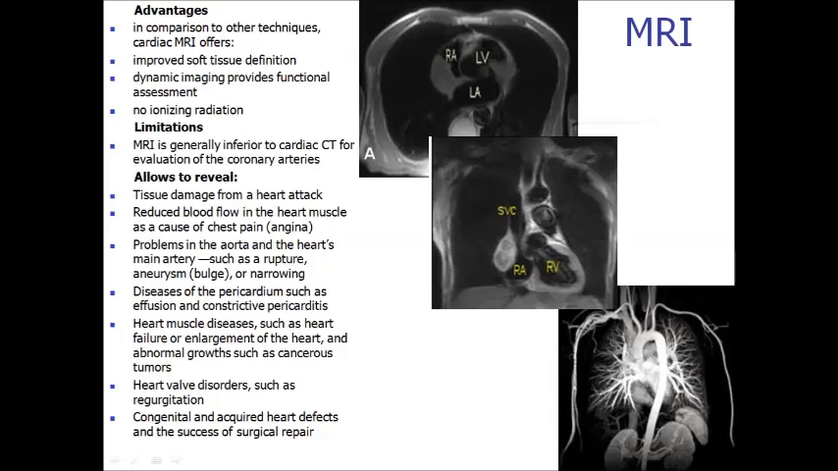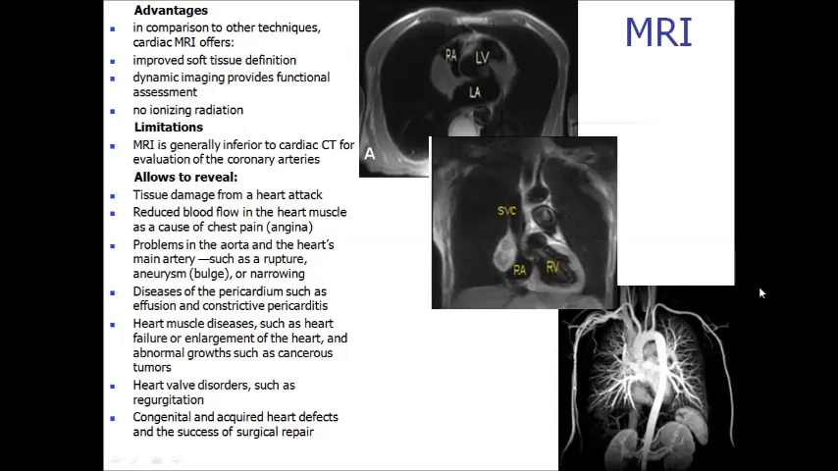Indications for administration of magnetic resonance imaging in cardiology are the following. Tissue damage: MRI allows us to reveal tissue damage from a heart attack. Then reduced blood flow in the heart muscle as a cause of chest pain, angina.